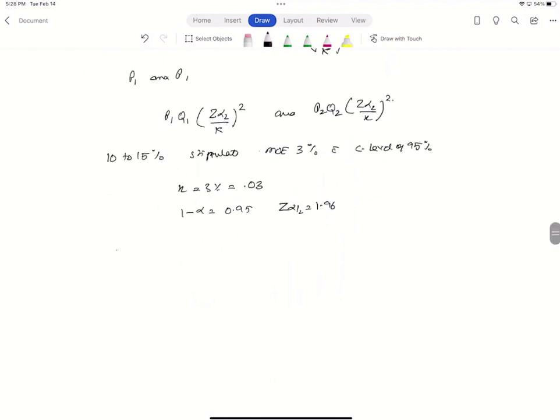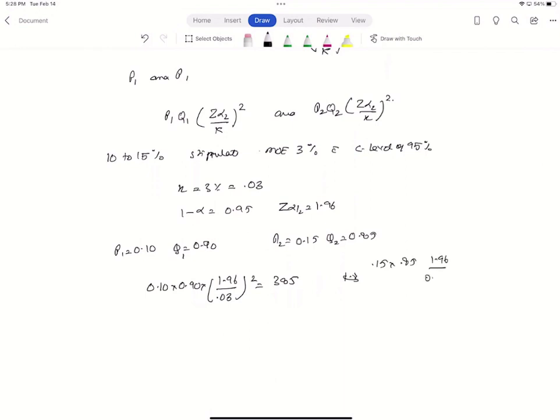Now we can just do P1 is equal to 0.10, so Q1 is going to be 0.90, and P2 is equal to 0.15, so Q2 is going to be 0.85. So n is going to be 0.10 times 0.90 times 1.96 divided by 0.03 squared, that is going to be 385, or 0.15 times 0.85 times 1.96 upon 0.03 squared, that is 545. So to be more conservative, we will take the 545, which is the larger one.